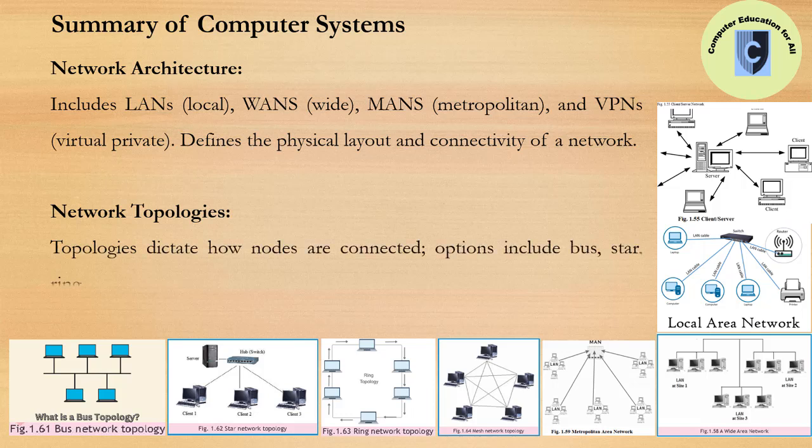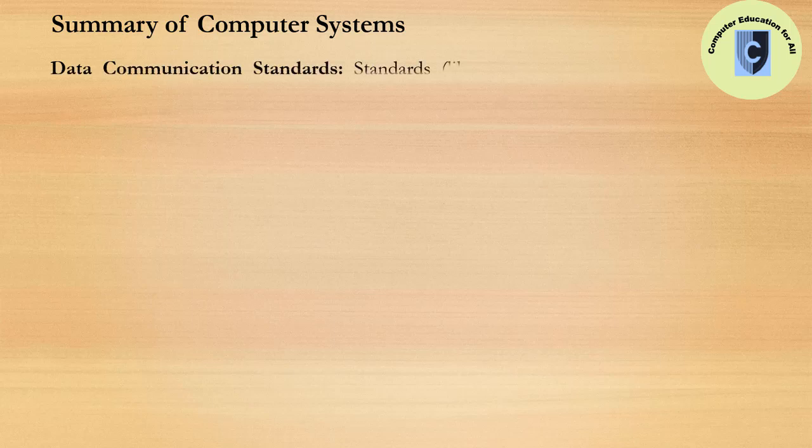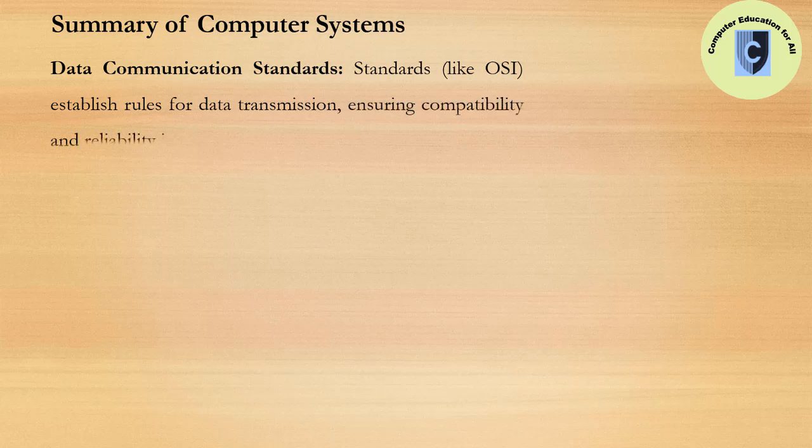Options include bus, star, ring, and mesh. Each has unique features and limitations. Data communication standards. Standards like OSI establish rules for data transmission, ensuring compatibility and reliability in networks and systems.